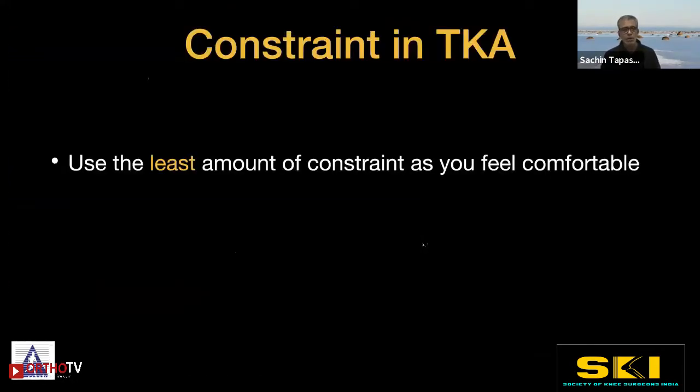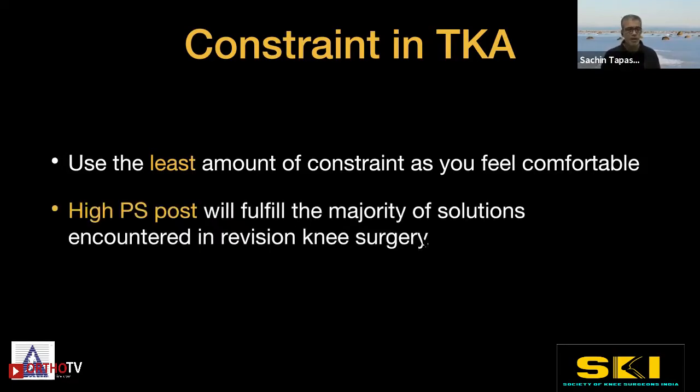So to conclude, constraint is an important aspect in our armamentarium when we're dealing with total joint replacements. It's important to understand that you should use the least amount of constraint that is required for that particular case. If you use a higher constraint than what is required, it could be a bit of overkill, because the higher you go with constraint, your function will certainly drop, and your mobility and satisfaction rates are going to drop slightly. So you have to use the correct amount of constraint.